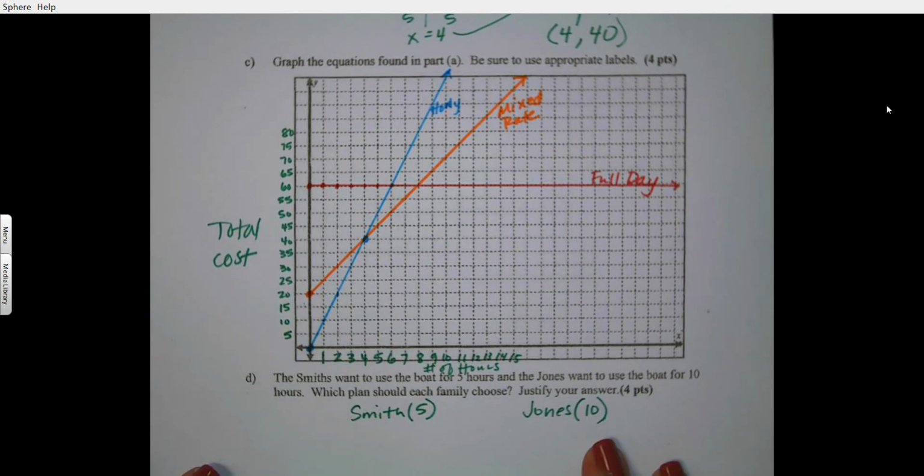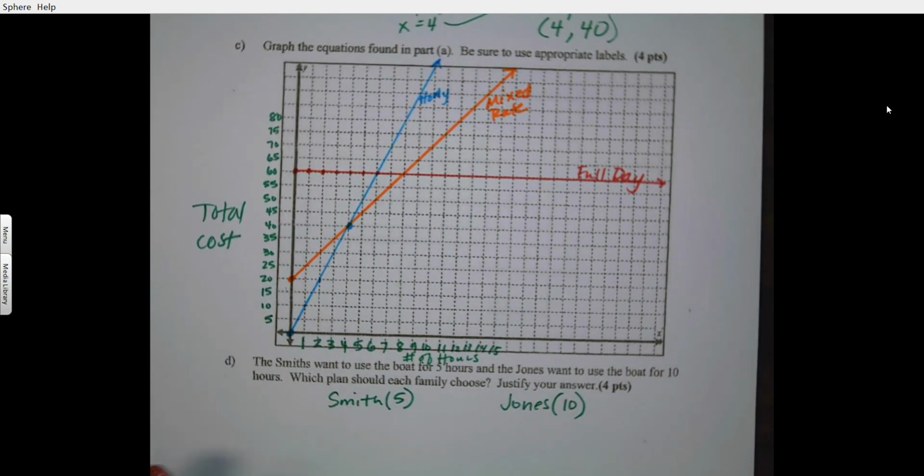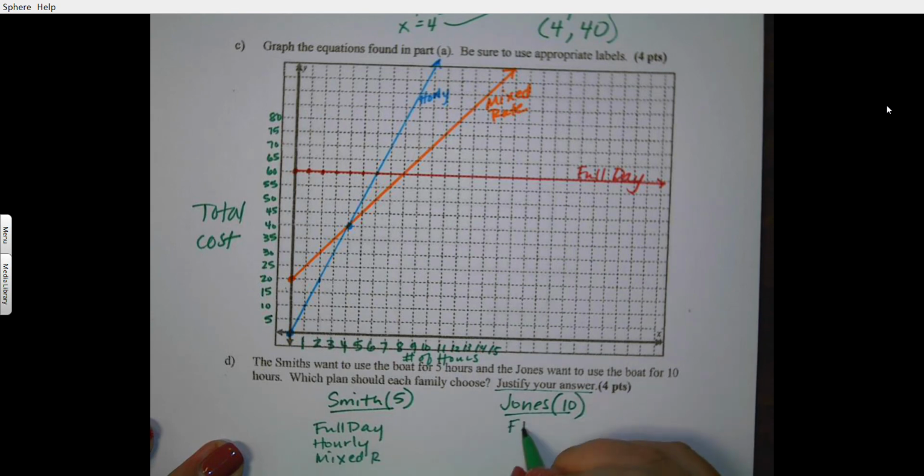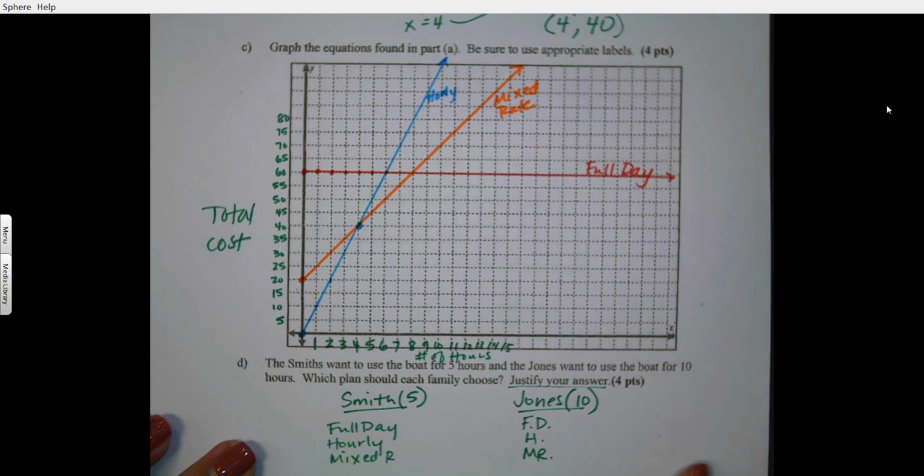So I need to, by showing my work, justifying my answer, I need to look at each. Full day, how much is it going to cost me? Hourly, how much is it going to cost me? Mixed rate, how much is it going to cost me? The Jones family, I have to do the same thing. Full day, hourly, mixed rate. And figure out how much is it going to cost me for each of them. Then figure out which one I should use.